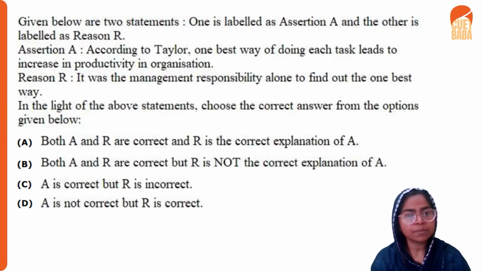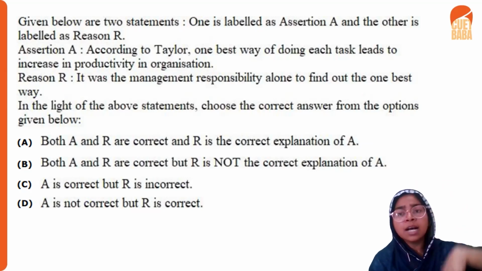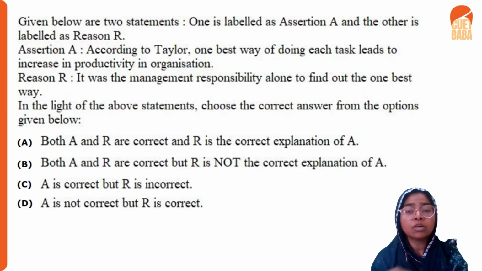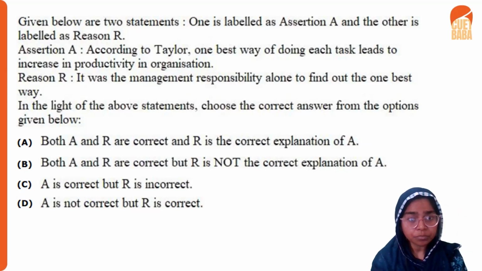Given below, there are two statements. One is known as the assertion. The next one is known as the reason. The assertion says, according to Taylor, one best way of doing each task leads to an increase in productivity in the organization. Very good. This is correct, because Taylor had always said that a person who does the task again and again will lead to an increase in productivity, of course.